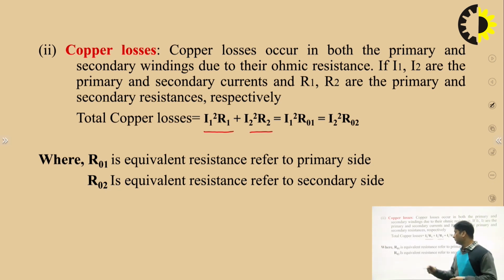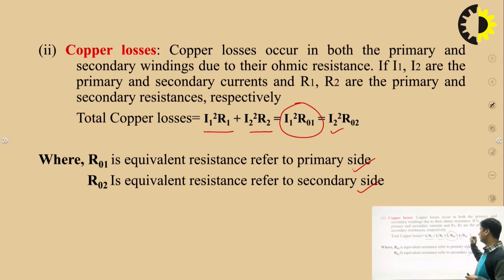So R01 and R02 are nothing but the equivalent resistance referred to the primary side and the equivalent resistance referred to the secondary side respectively. When we refer the resistance to the primary side or the secondary side, the total resistance remains the same. It is the equivalent resistance referred to primary and secondary. Hence, these I square R losses are called the copper losses. So it depends upon the current actually.